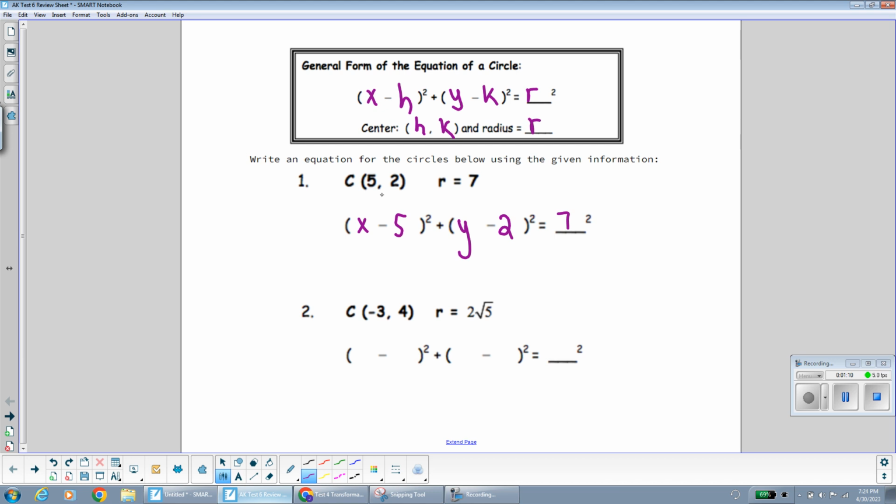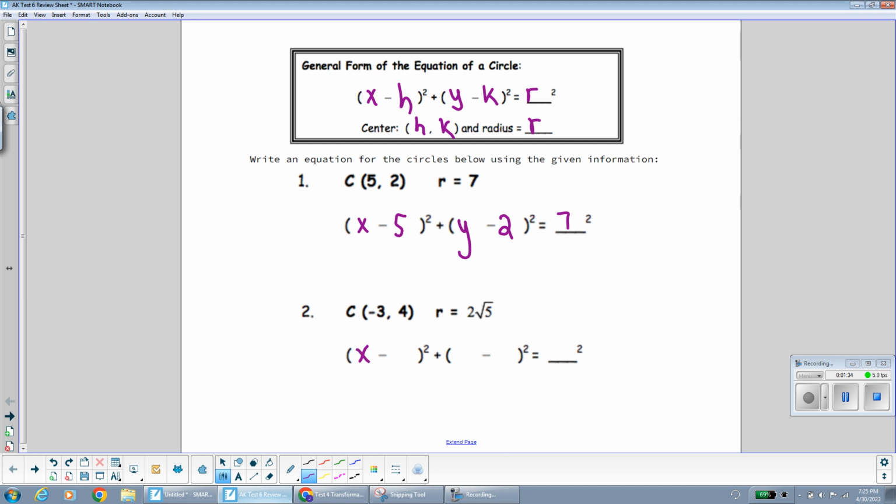So notice how when you plug into the format for the equation of the circle, the x and y coordinates of the center look like they have the opposite signs, because there's that built-in minus in the format for the equation of the circle. In the next one, we're going to do the same thing. We're given the center and the radius, and we're going to write the equation of the circle.